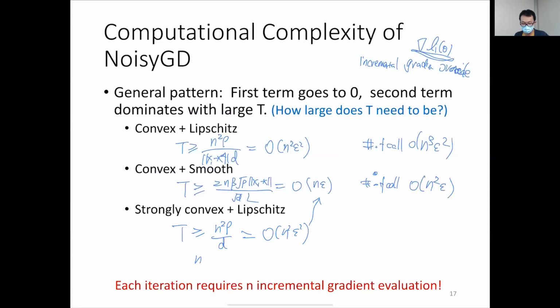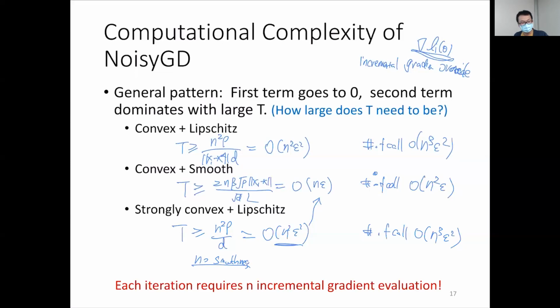But with no smoothness, only strong convexity, in this case this is the number of iterations, and the number of incremental or gradient oracle calls is n cube epsilon square. So all these are crazily expensive operations, because going over the data set n squared times makes this algorithm not so practical.